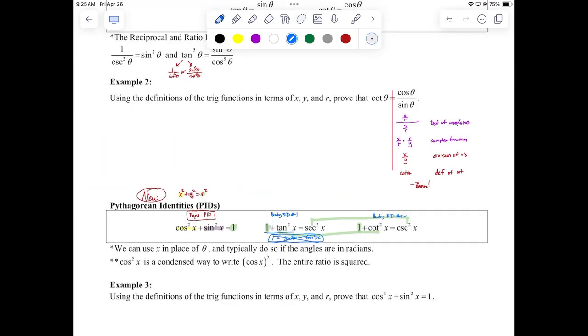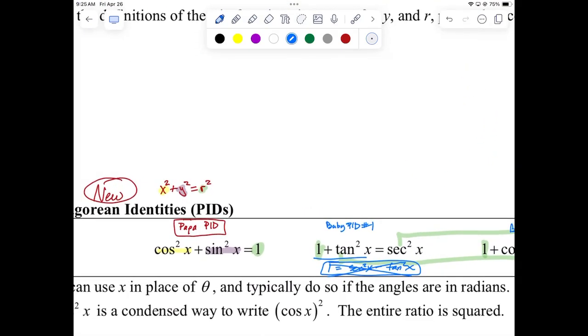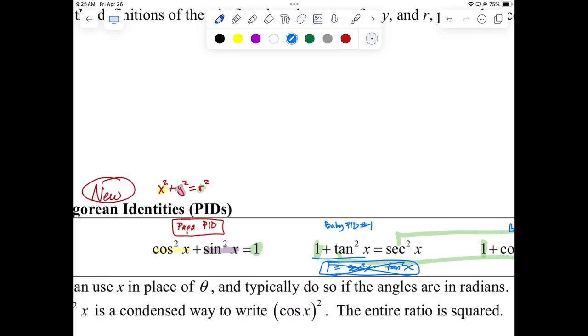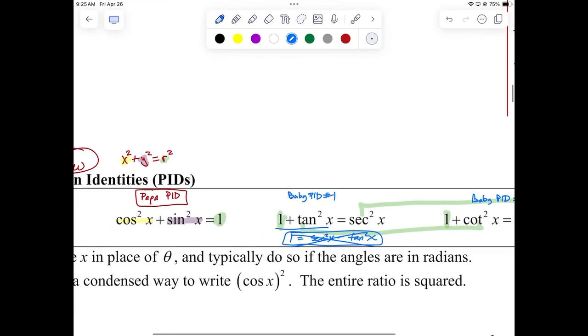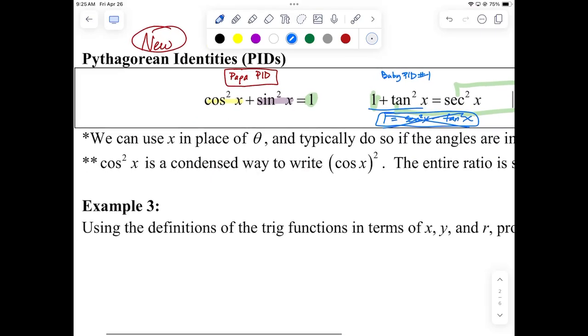So far we've learned 3 sets of identities. The reciprocal and the ratio, which you already knew coming in. Would you agree? And now the new ones, which I'm having you memorize 2 of them. Papa Pid for sure. And as long as you memorize baby Pid number 1, baby Pid number 2 comes for free. Okay, let's go ahead and review this.